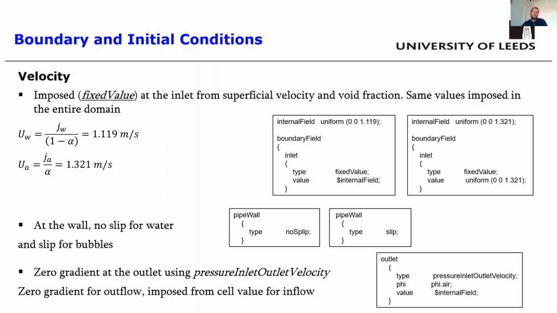At the outlet, we imposed a zero gradient condition, but instead of imposing the normal zero gradient condition, we use this pressureInletOutletVelocity boundary condition, which essentially says that if there is outflow, there is a zero gradient condition. If there is inflow, the value of the velocity is imposed from the value in the nearest cell. And also you can set up the flux to use to evaluate if there is inflow or outflow.